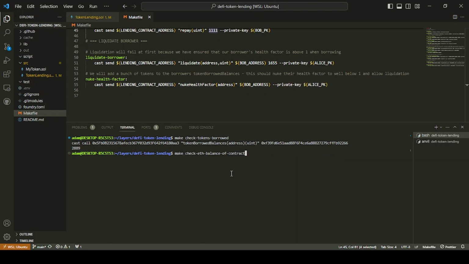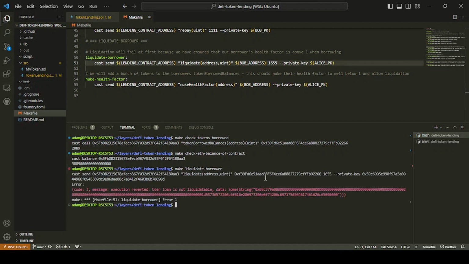So where are we here? Check ETH. Yeah, and he's also recovered some ETH based on whatever tokens he repaid. Okay, so his health factor is currently fine. What we're going to do is try to call liquidate borrower. I hope I spelled that right. What we're doing is cast send to the lending contract, liquidate, takes in an address and a uint, and we're saying we want to liquidate Bob, and we're going to pay back this much of his loan, 1655. Okay, and it's Alice that's doing it. So let's see what happens.